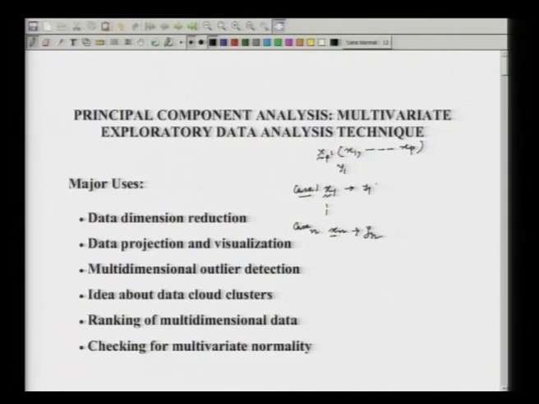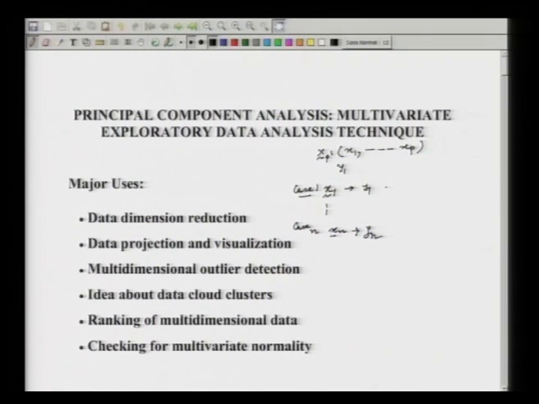Because these are now reduced to unidimensional data, I can easily rank them and obtain a ranking of the multidimensional data.